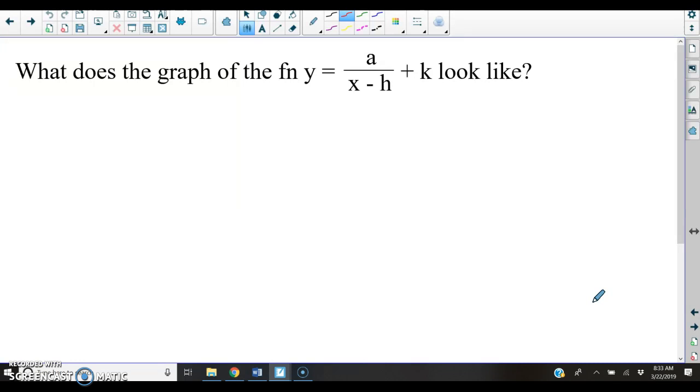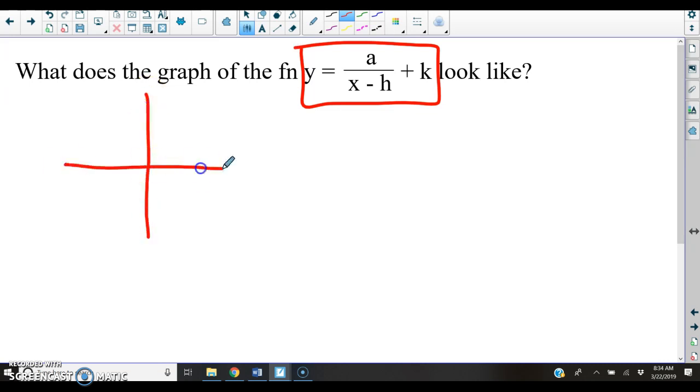So this final screen of this lesson is, what does this function look like? So it's kind of a review thing for us. What does this look like? Okay, well, what we need to note is that it's going to have branches. It's going to have 2 branches. It's going to separate something like that. So that's what it's going to look like.